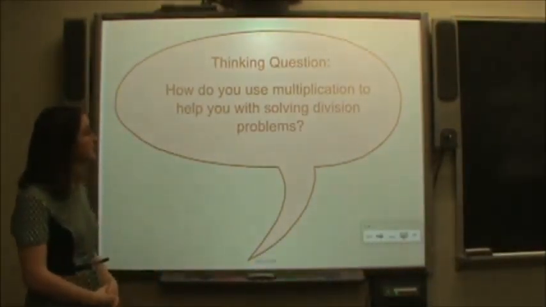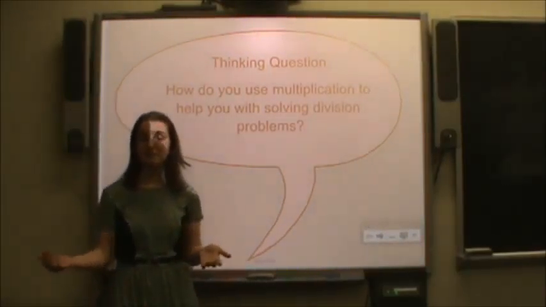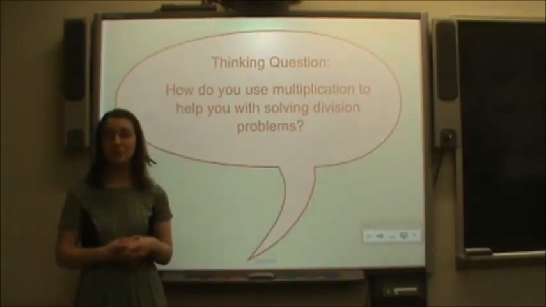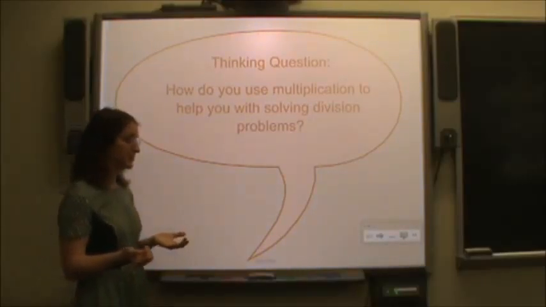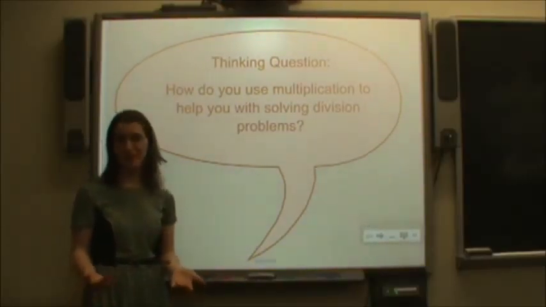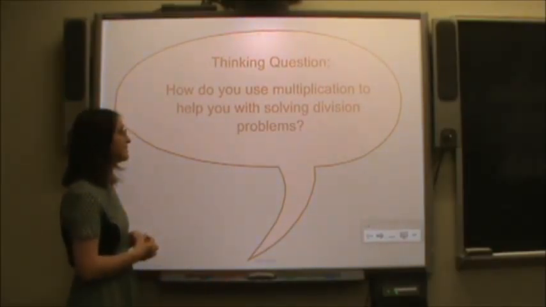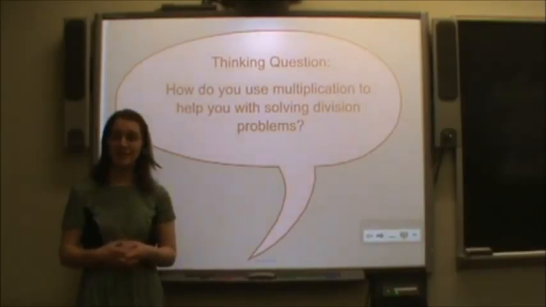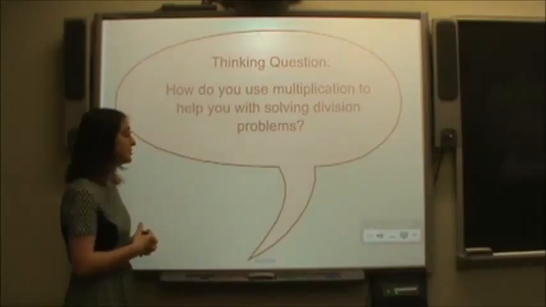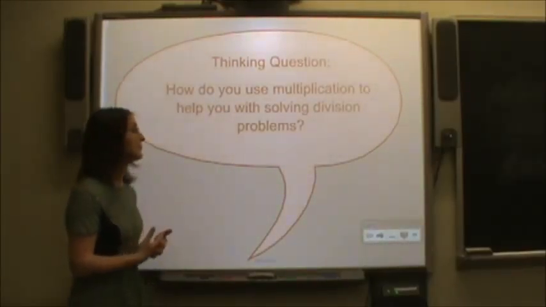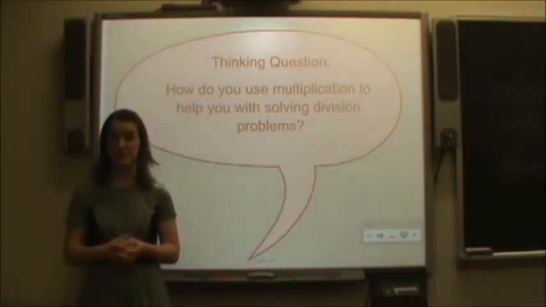Let's go to our thinking question. How do you use multiplication to help you with solving division problems? I think that was pretty evident when we were using the partial quotient strategy or algorithm, because we had to ask ourselves frequently, how many sets of this do I think will go into my dividend? And in doing that, you're really asking yourself what times the divisor will get you as close as you can to the dividend. So there's a lot of relationship between multiplication and division when you're solving a division problem.